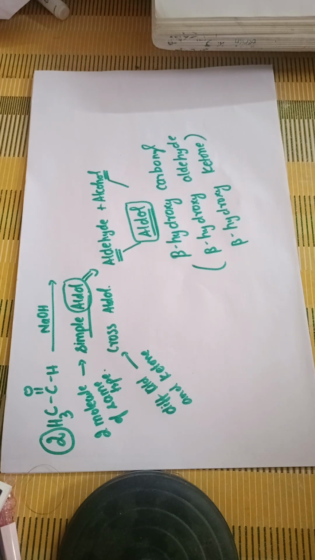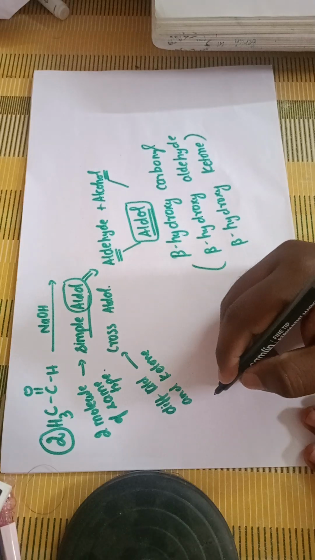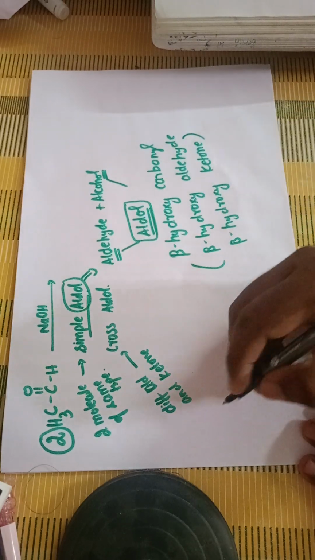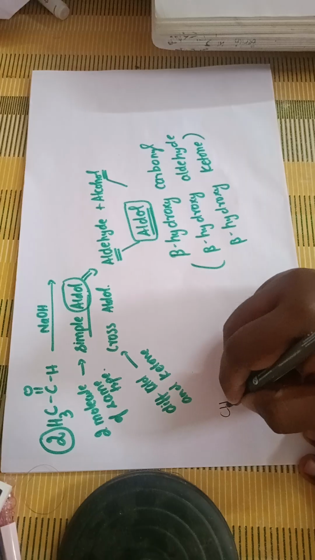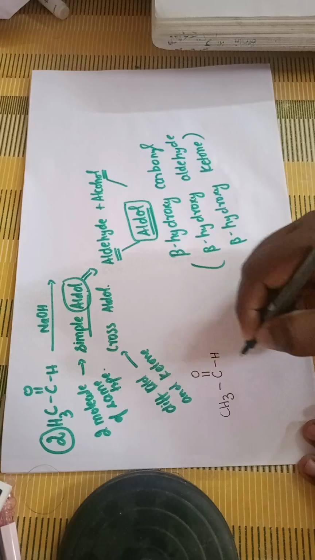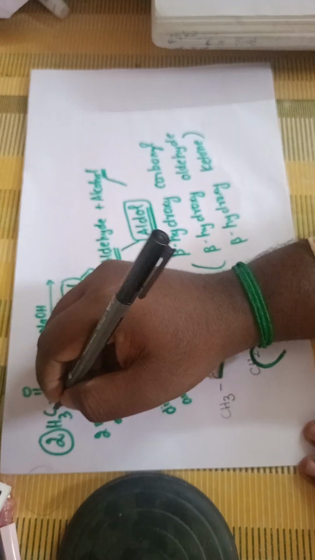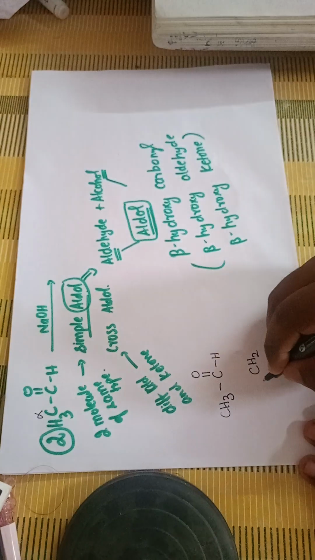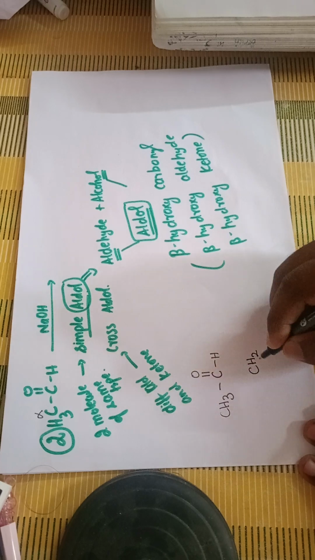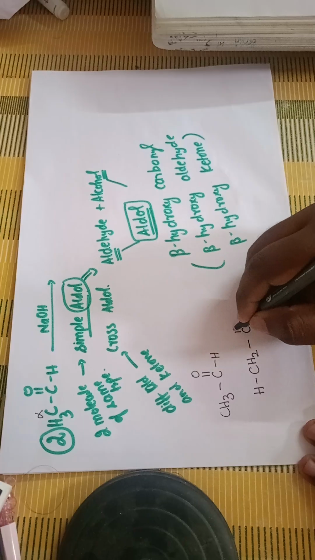Now how to write the product. First I will teach you how to write the product directly, then I will guide you through the mechanism. So first, if you take two molecules of the same type, write both molecules in this way. Now we know this will undergo aldol because the alpha carbon contains hydrogen. So write one molecule as it is, and in the other molecule, separate the alpha hydrogen and write the complete structure.